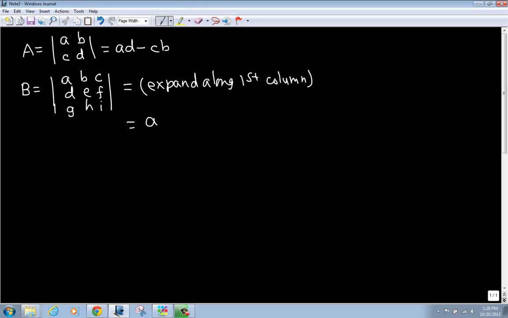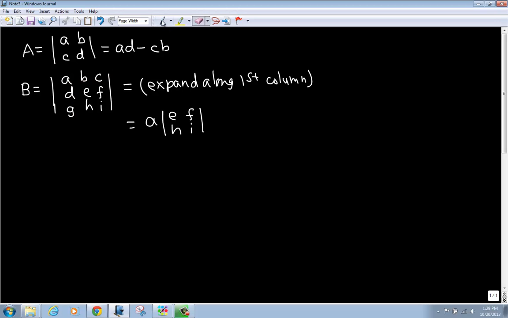Now delete the row containing A and the column containing A. Then we now have a 2 by 2 determinant E, F, H, I. Now we are going along this column, so next is D. The signs will be plus, minus, plus, minus. Don't ask me why, you learned that in linear algebra, but always start from plus, minus, and so on.